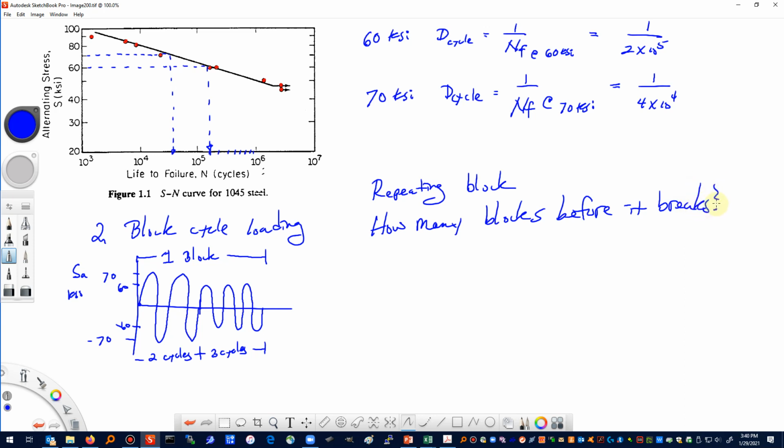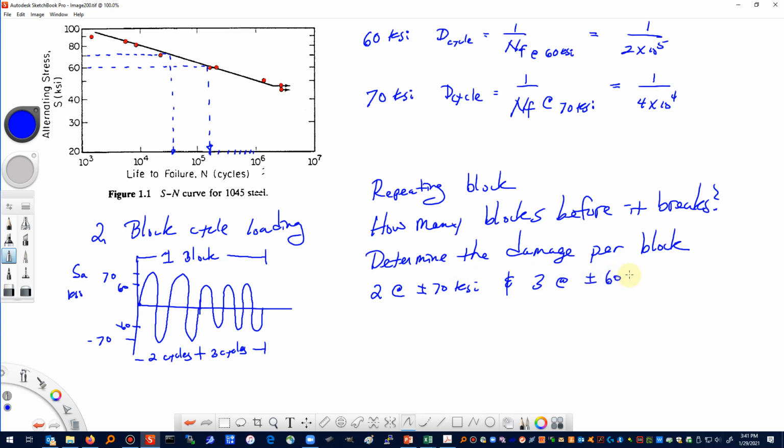Okay, so what we need to do is we need to determine the damage per block. Well, what's the damage per block? If we can linearly add the damage of each event, then we can find the damage per block. So how much damage do we have? We have 2 cycles at plus or minus 70 KSI, and we have 3 cycles at plus or minus 60 KSI.